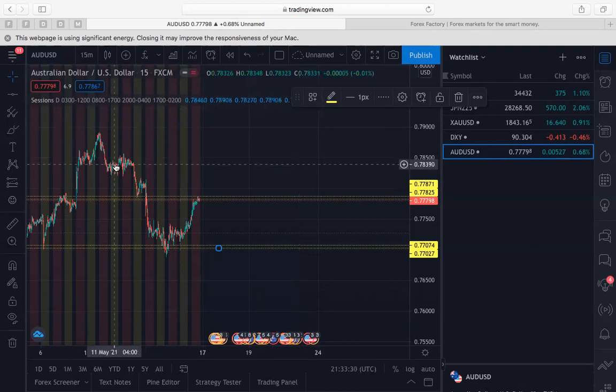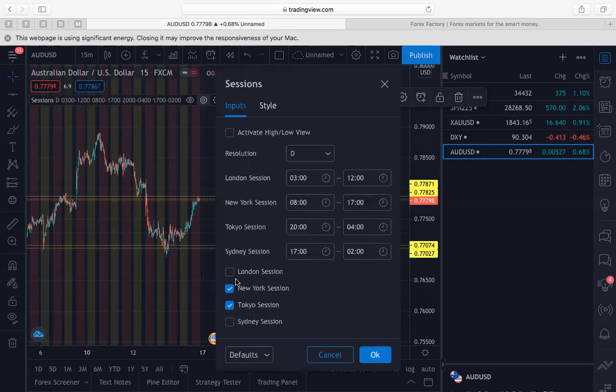So basically, for US30 and AUD, the sessions you trade are New York and Tokyo. Now, if you're trading the GBP, it will be London and New York. If you're trading any pair concerning Sydney, you trade Sydney and New York, or London and Sydney. It doesn't really matter. You just have to know what pair you're trading and what time to trade them.